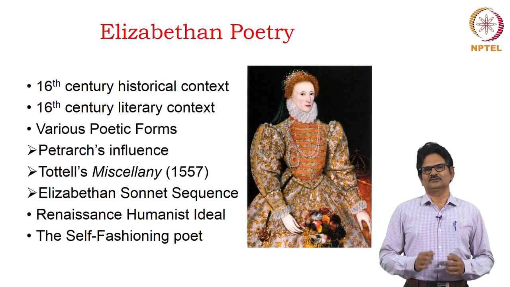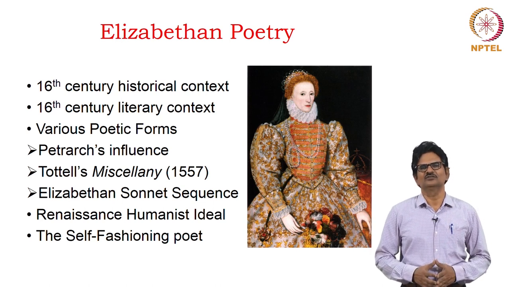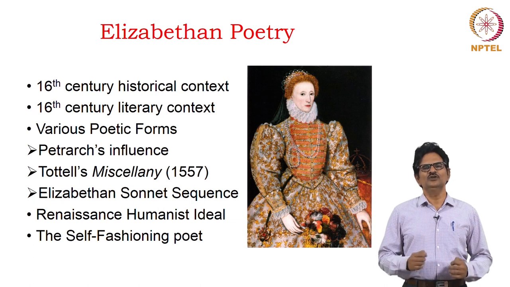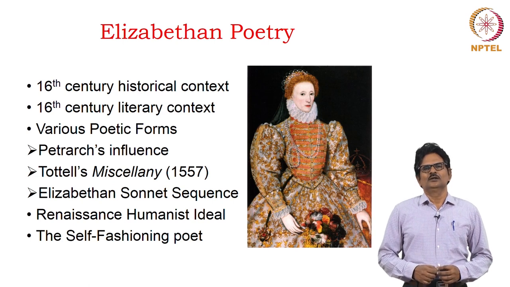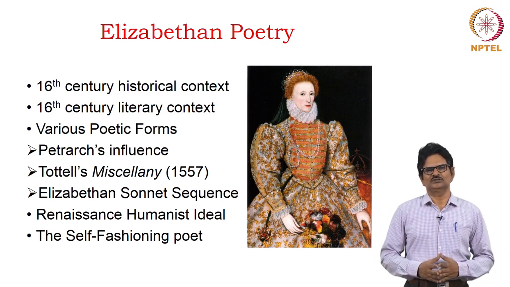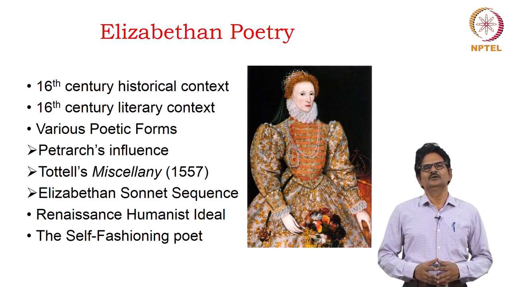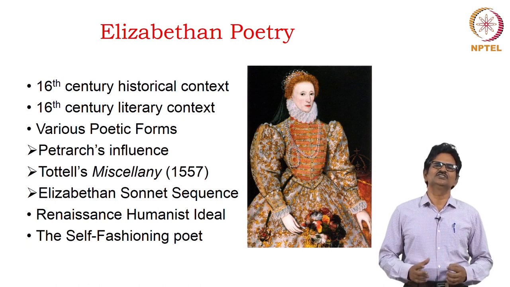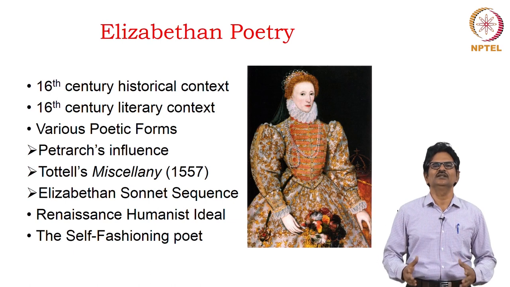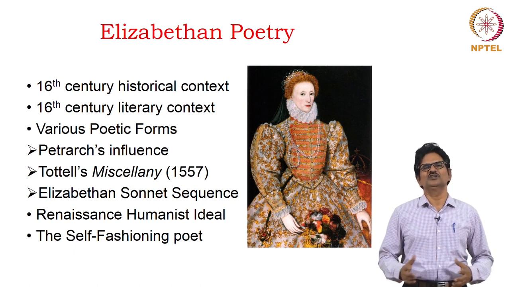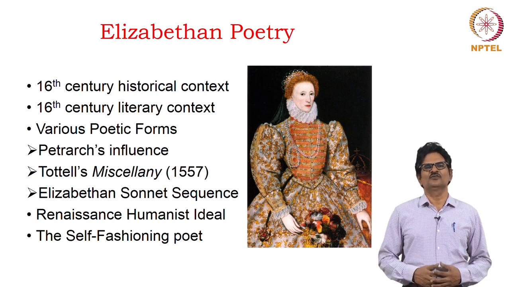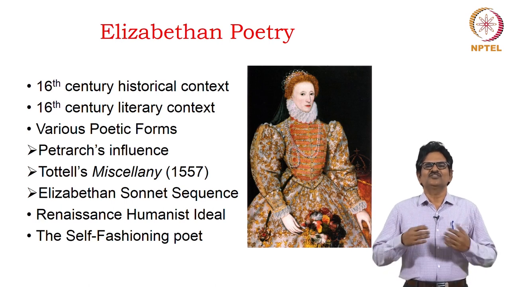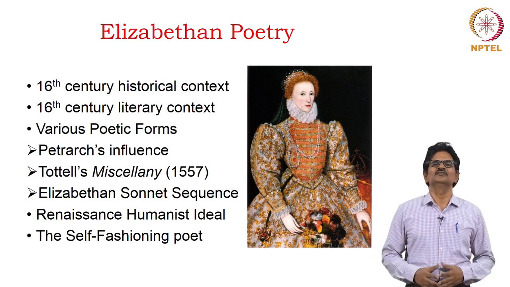One of the major cultural points that we have to notice at this point is the influence of the Italian poet Petrarch. Many of the poets who wrote during this period wrote sonnets and songs. There was a publisher called Richard Tottel. He published all of them together in a book called Miscellany. It was published in 1557. This became later on an impetus for an extraordinary phenomenon called Elizabethan sonnet sequence.